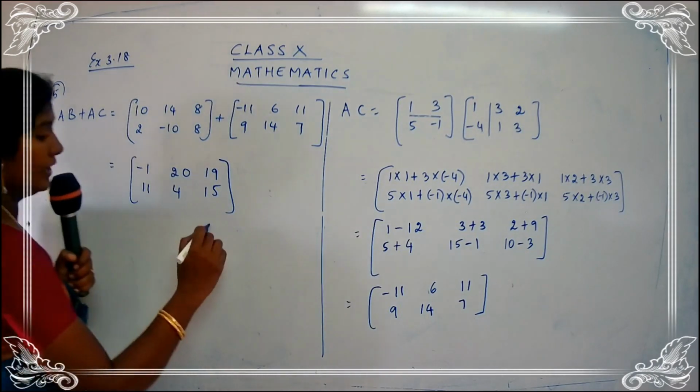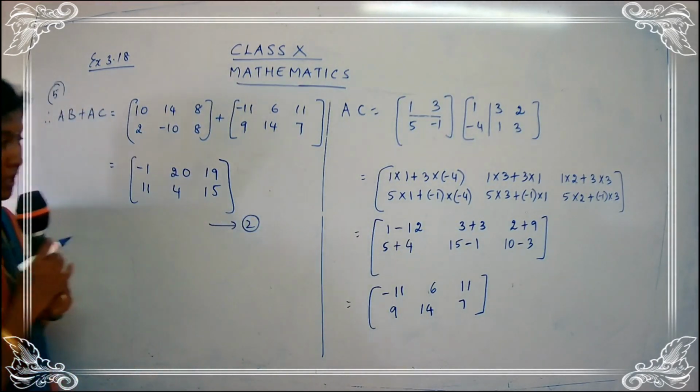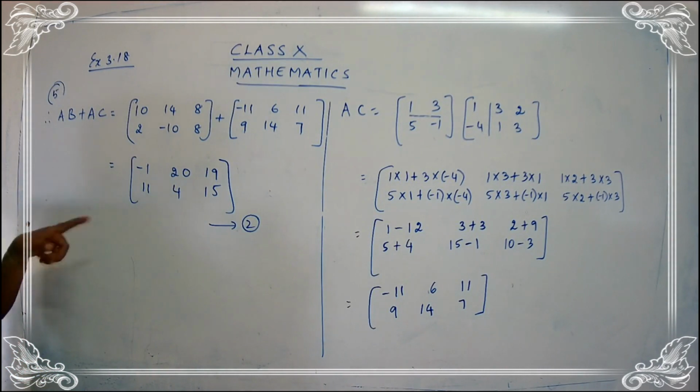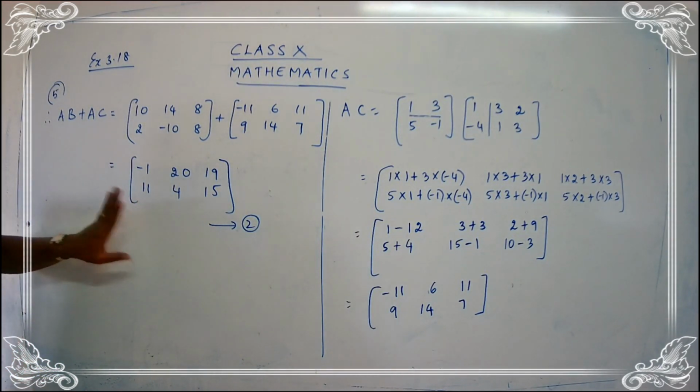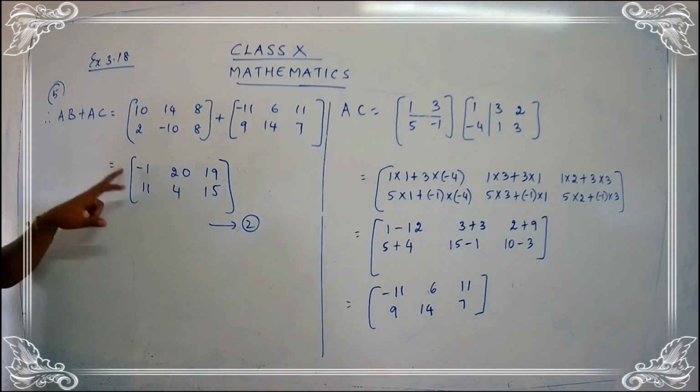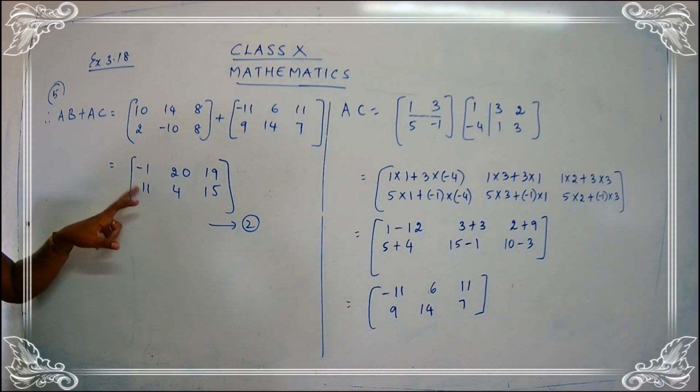And you are going to give this as number 2. You can just check your 1 and 2. Or you have the answers with you. I don't have the answers on the board. I hope we have got the same answer. Yes, children? We got the same answer. Minus 1, 20, 19, 11, 4, 15.